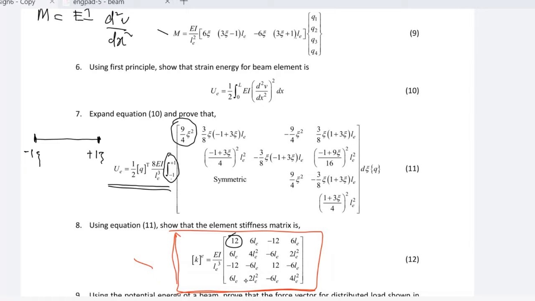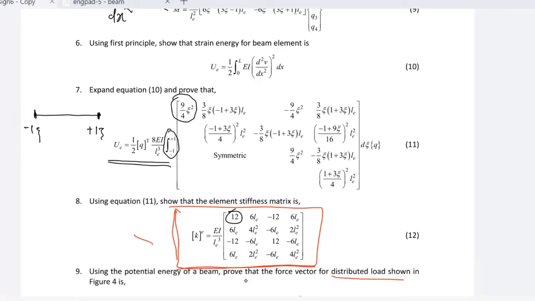Note, this is a very tedious process, but once you can do it, which means you understand all the steps. Okay, can you imagine? This is a 4 by 4, which means we have our beam element. We have P1, P2, P3, and P4. Okay, so we have 4 degrees of freedom per element.